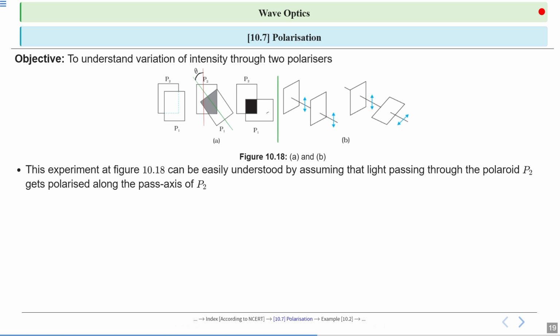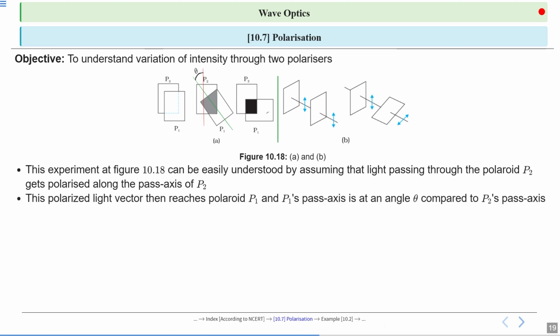Now consider the light passing through the second Polaroid P2. This light becomes polarized along the pass axis of P2. It's important to understand that this polarization is a key step in how the light intensity will change as it moves through the system. This polarized light reaches the first Polaroid P1. Here the pass axis of P1 is at an angle theta compared to P2's pass axis. So the angle between the pass axes of P1 and P2 is theta. This angle is critical because it determines how much of the light intensity will be transmitted through P1.